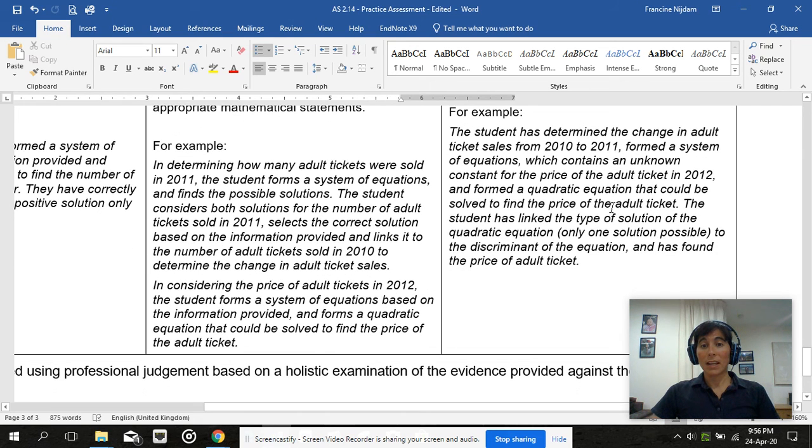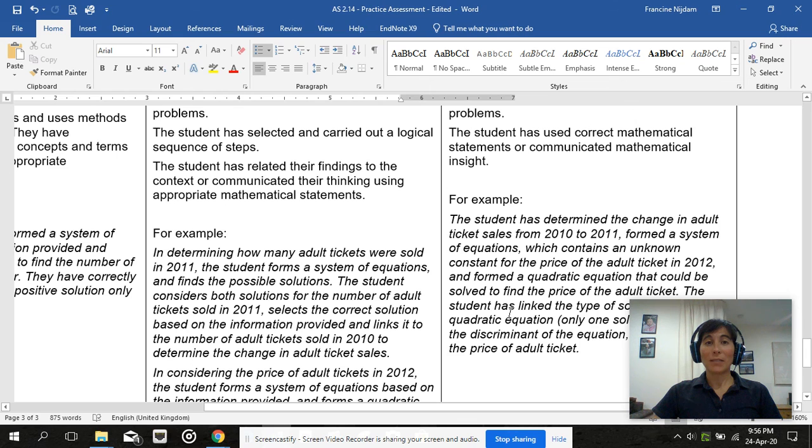2010-2011 difference, and then you want to solve the question regarding 2012 to find the price of the adult ticket, and making sure that you fulfill all the requirements given there. So this is definitely achievable. My next video will be that I will explain step by step how to go through and solve it.